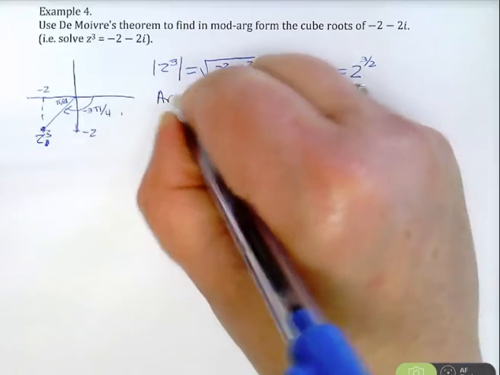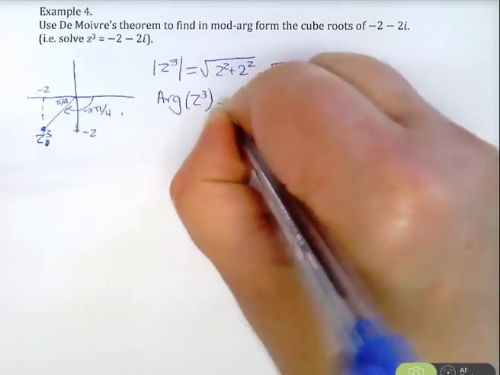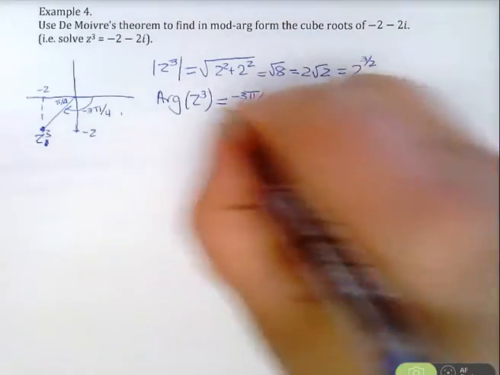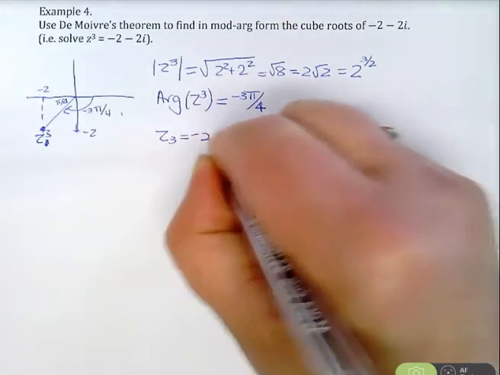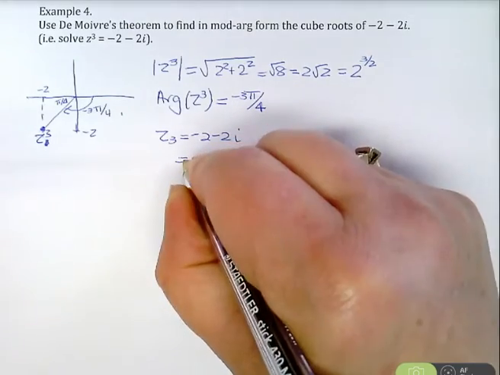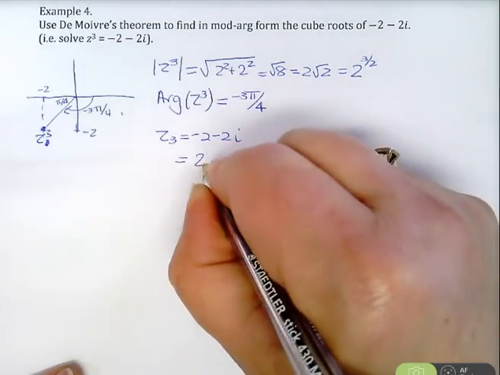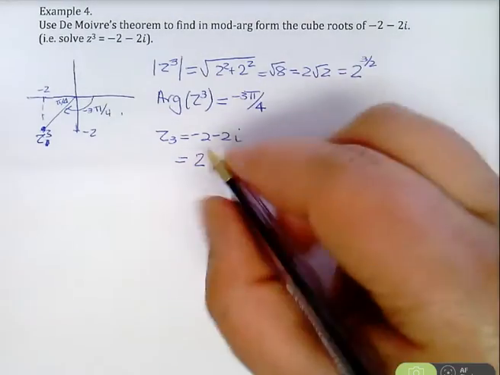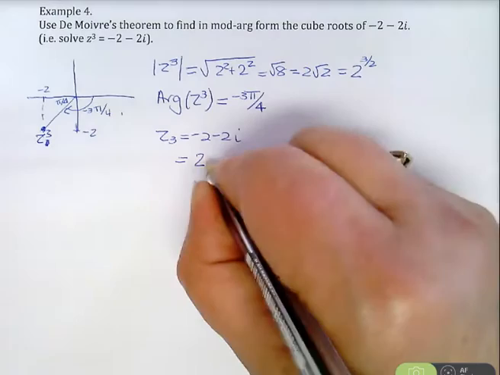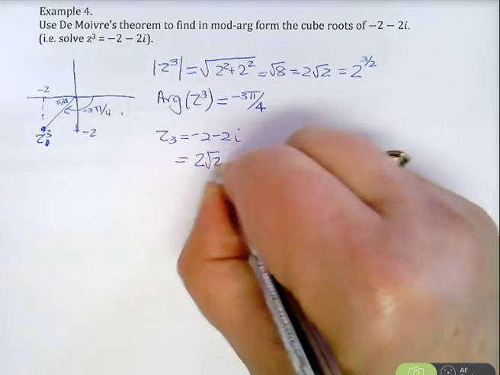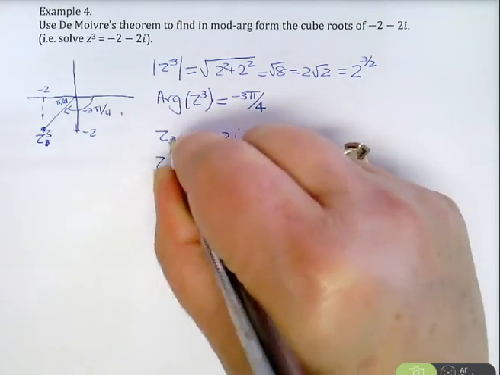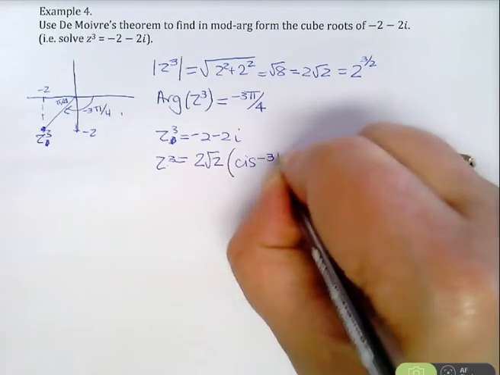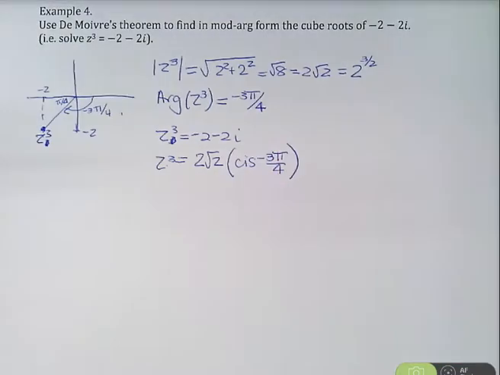And the argument of this Z cubed is, we can see here, -3 pi on 4. So therefore, I can write Z cubed, we know is -2 minus 2i, as 2 root 2, it's not a problem. So Z cubed is 2 root 2 cis -3 pi on 4, okay?